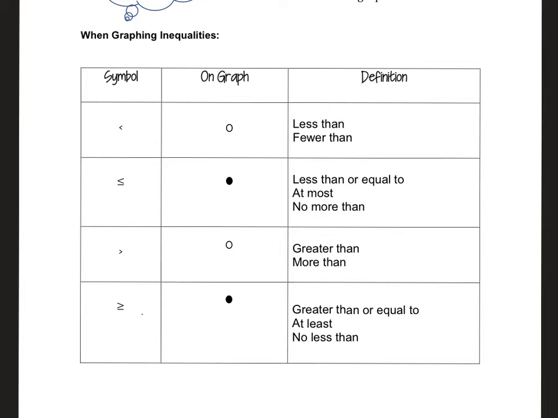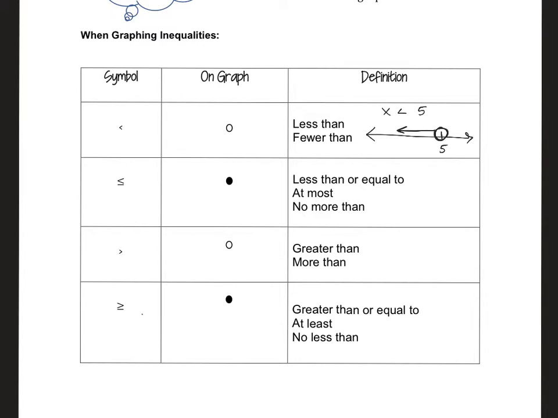So our first symbol is less than. When you put it on a graph, it's an open circle. So if I was graphing x is less than 5, well, on my number line, I'd have an open circle at 5, and my arrow would point to numbers that are less than 5.